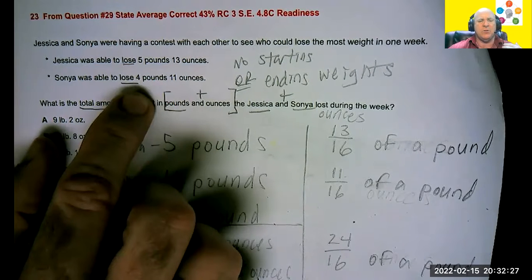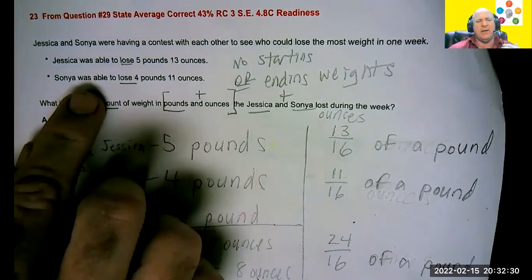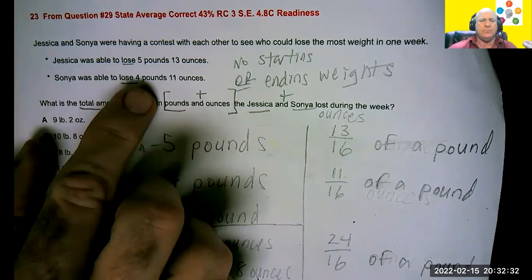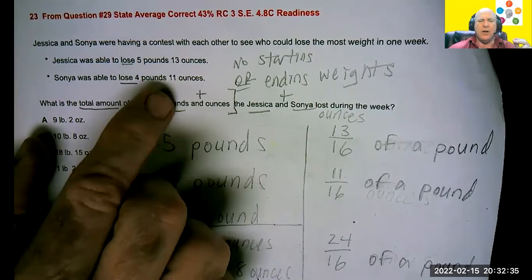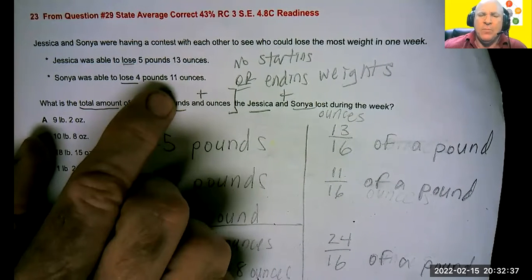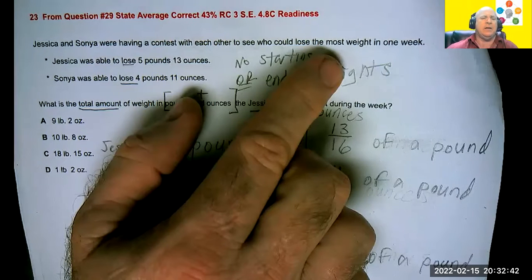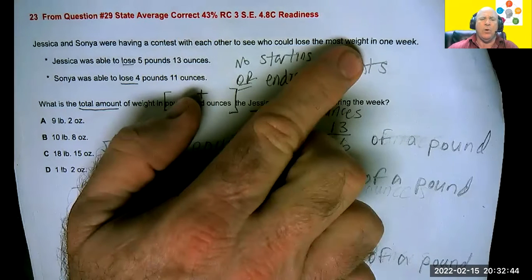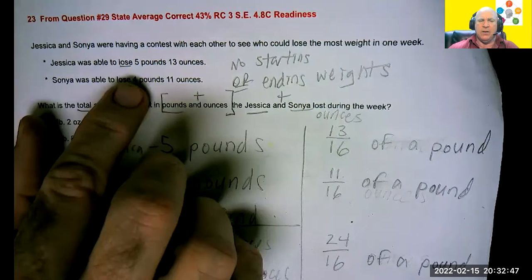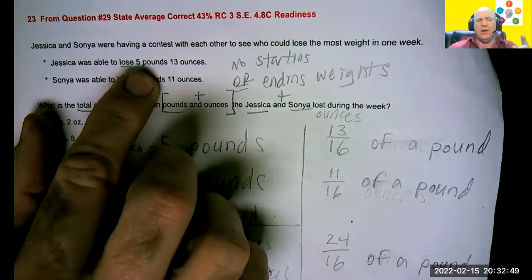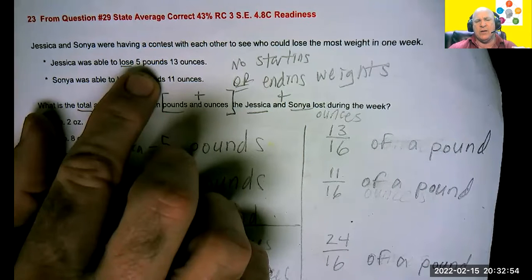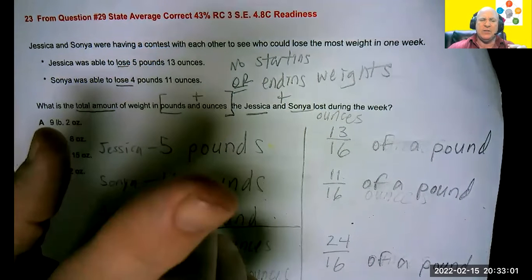Sonia was able to lose 4 pounds, 11 ounces. So if the only contest was which person could lose more weight, then Jessica won because she lost more weight. A more fair way to do a contest of weight loss is which person lost the highest percentage of weight.